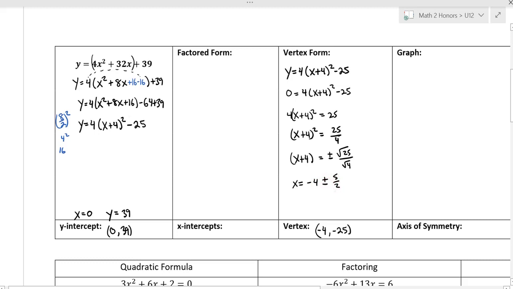I'm going to split that up, and instead of negative 4 I'll think of it as negative 8 over 2. So x is negative 8 over 2 plus 5 over 2, which comes out to be negative 3 over 2. That's one answer. And the other answer is negative 8 over 2 minus 5 over 2. Negative 8 and negative 5 is negative 13 over 2. So I got two x-intercepts. x equals negative 3 over 2 and x equals negative 5 over 2.